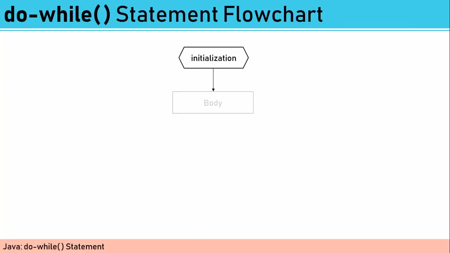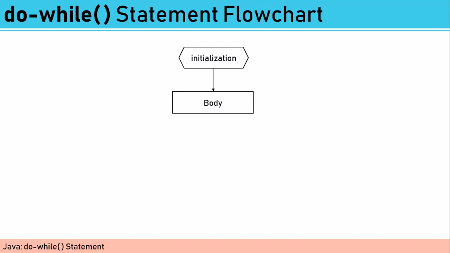So, let's start with the flowchart, and we all know we always start with the initialization. Now, here's the catch when we are using do-while statements. It always starts with the body, no? So why? Because do-while is designed so that it always executes the body of the do-while statement once, at least once, even if the condition is evaluated false, even if you purposely put a condition where it's gonna be false based on your initialization, no?